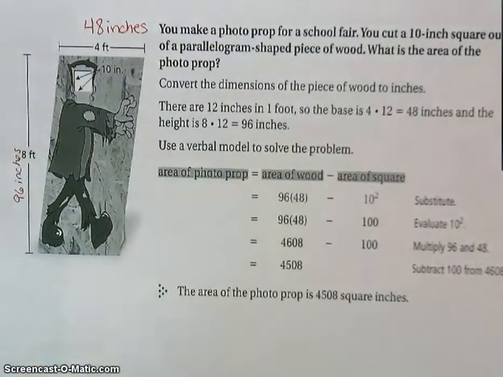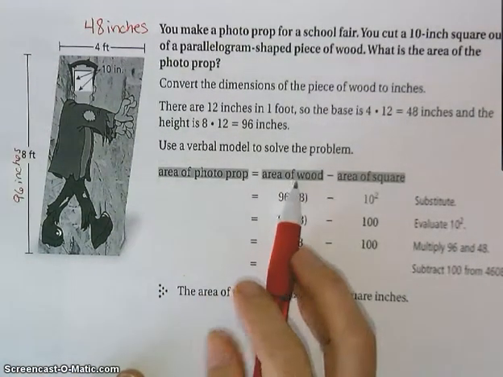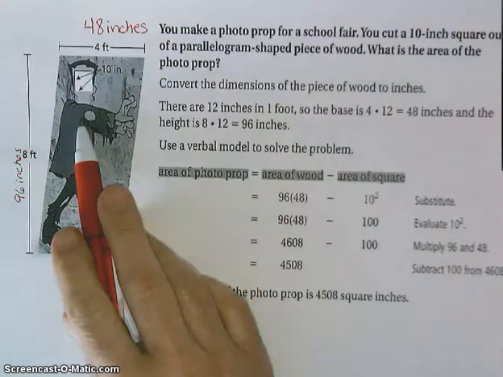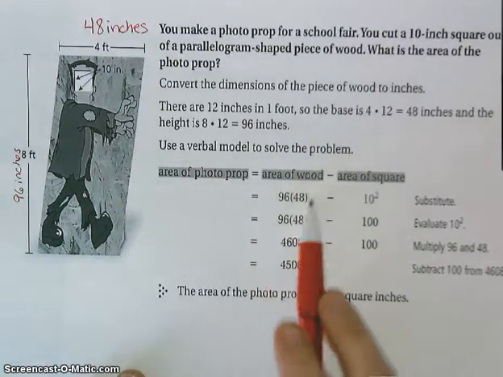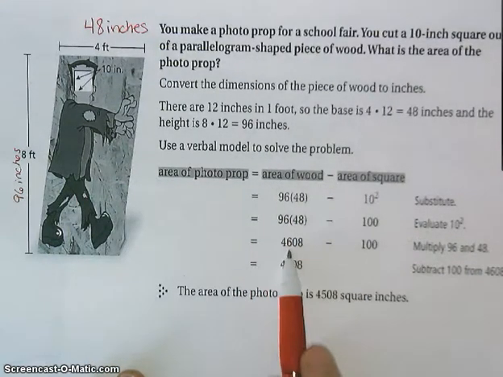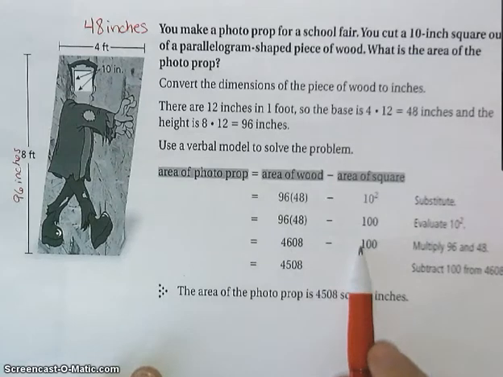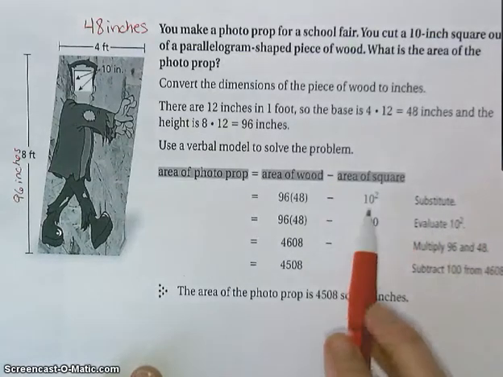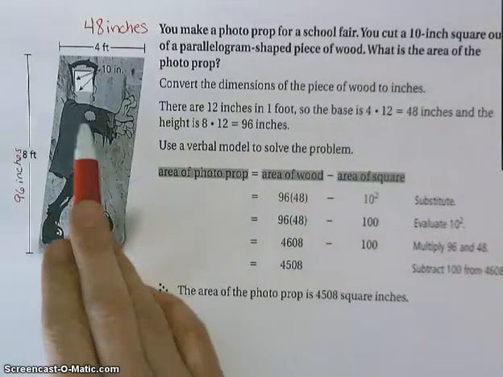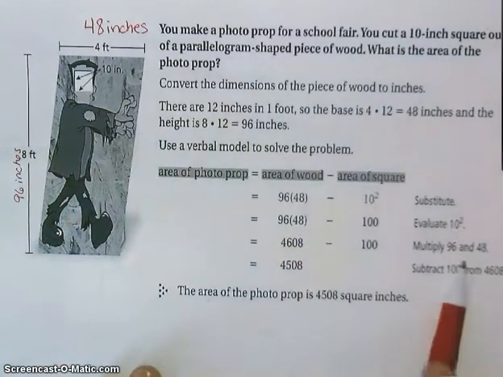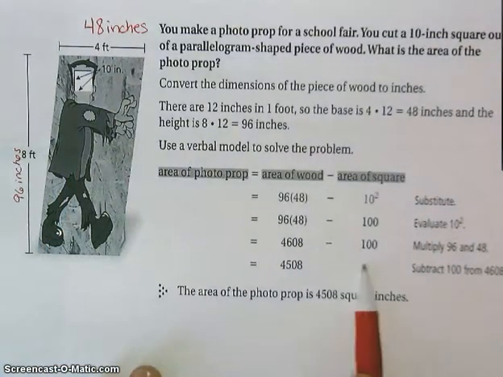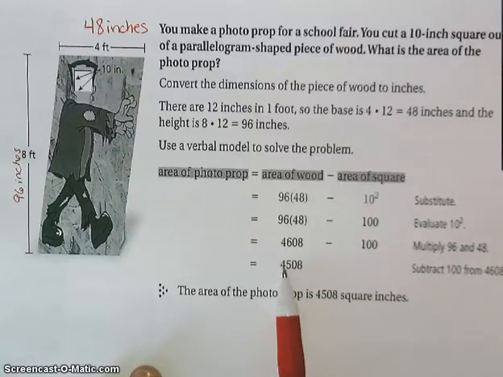And I need to find the area of the entire wood, because then I'm going to have to cut out that part there. So the area of all of my plywood is actually 4,608 inches squared. Now I need to cut out the area of the square, leaving room so someone can stick their face in there. So the area of the square is 10 by 10, so it's 10 times 10, which is 100. Then I subtract that out and I get 4,508 square inches.